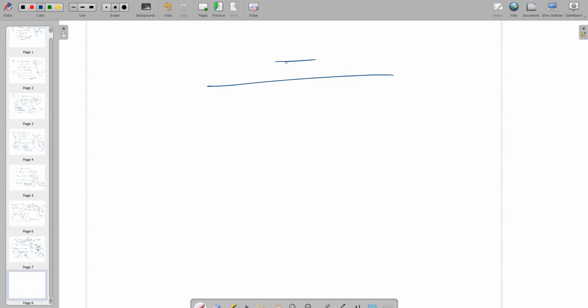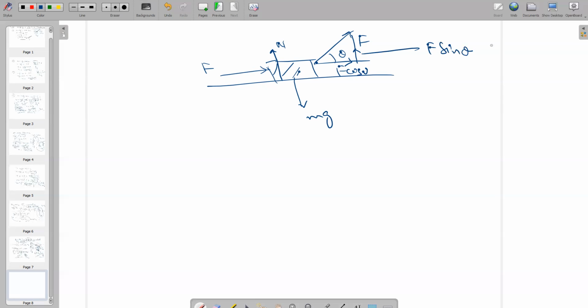Okay, let's see. If the body is placed horizontal, and one force is acting like this and making an angle theta, and the other force is acting like this, parallel to the horizontal. So if you want to write the equations, what you will do? First make the components, this and this. Label the diagram, mg and N. So this will be F cos theta. This will be F sin theta.